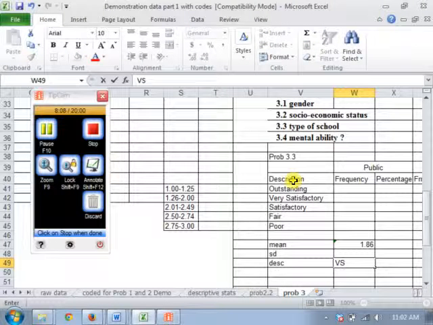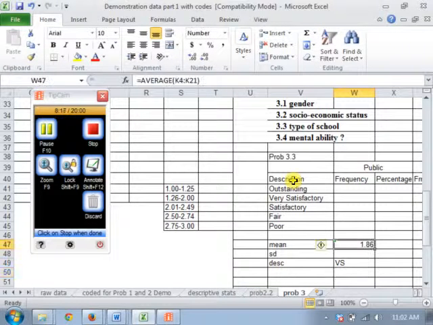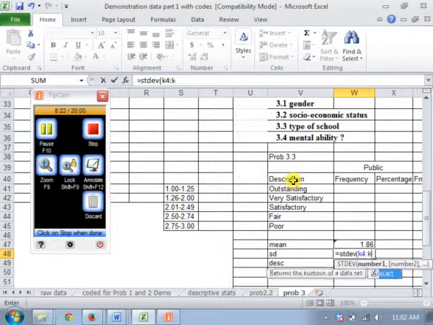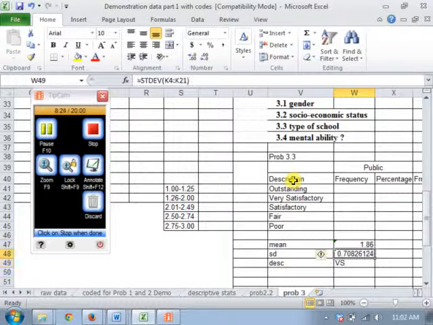Very satisfactory, for those coming from the public school. How about their standard deviation? Of course, I already discussed K4 to K21, the ST-Dev, K4 to K21. You have 0.70. Is that large? For this particular grading system of 1, 2, 3, a standard deviation of 0.71 is medyo spread. Malaki yung agwat, no?